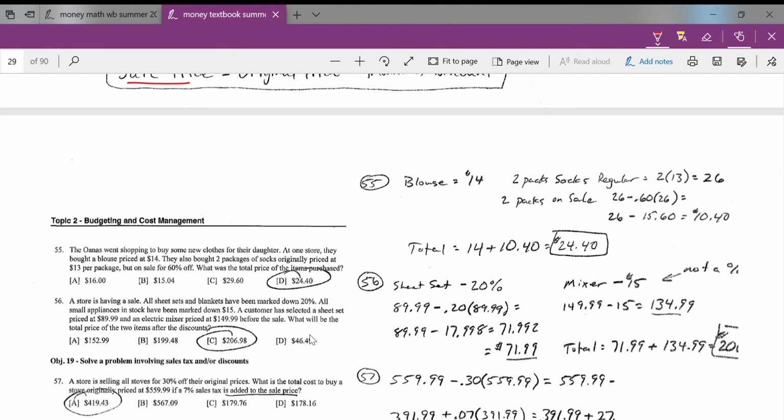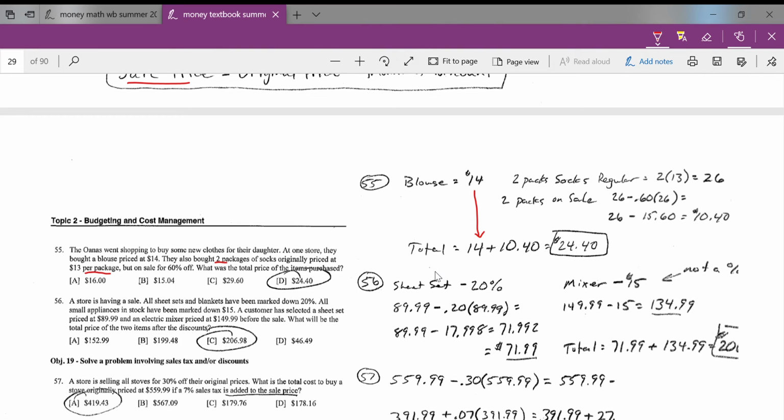Number 55. They went shopping to buy some new clothes. At one store, they bought a blouse priced $14. They also bought 2 packages of socks, so that's going to be key. 2 packages of socks, originally priced at $13 per package, but on sale for 60% off. What is the total price of the items purchased? So, a couple key things here. First, the blouse is not on sale. So the blouse is $14. So I'm just bringing that down towards our total.